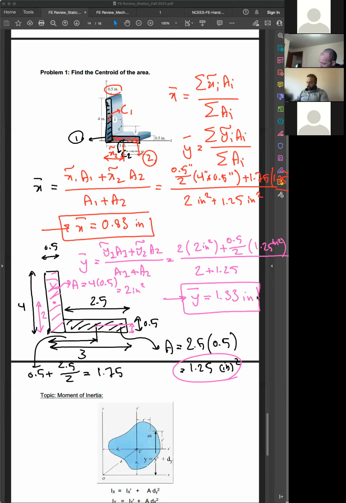All right. This is x bar and y bar. So x bar here, y bar here. X bar you have found 0.83. For y bar you have found, sorry, 1.33. All right. Questions?